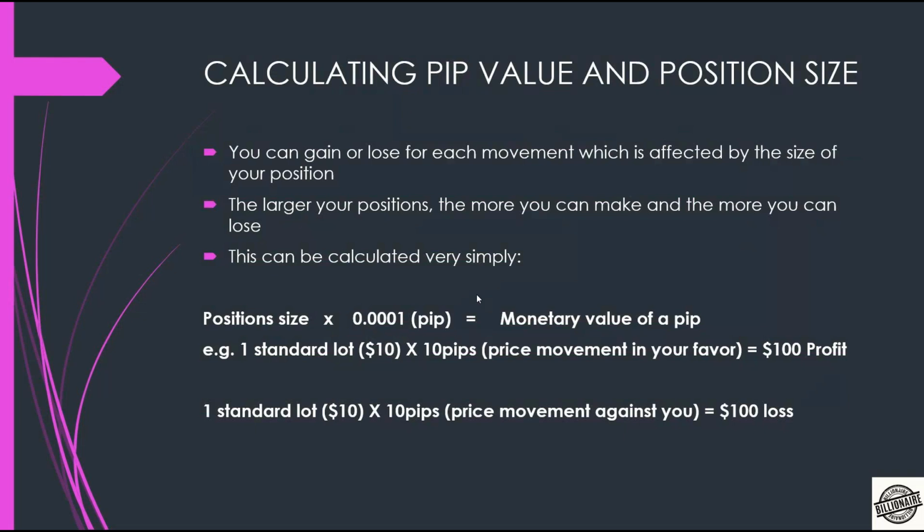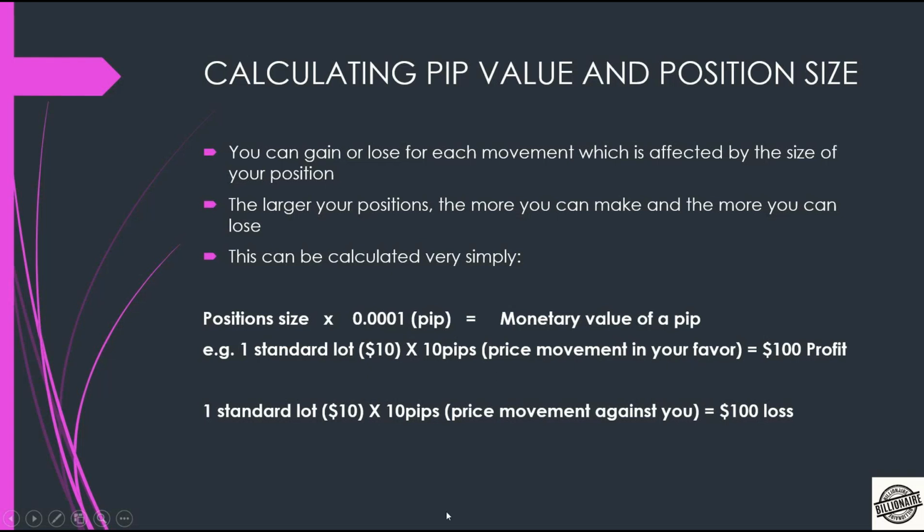But we'll treat that in this next one. Now look at that. You can gain or lose for each movement, which is affected by the size of your position. So now we want to calculate how much you can make by using lot sizes and pips, putting those two into consideration. There's a formula here: position size times the number of pips that has moved. Position size and the number of pips gives you the monetary value.